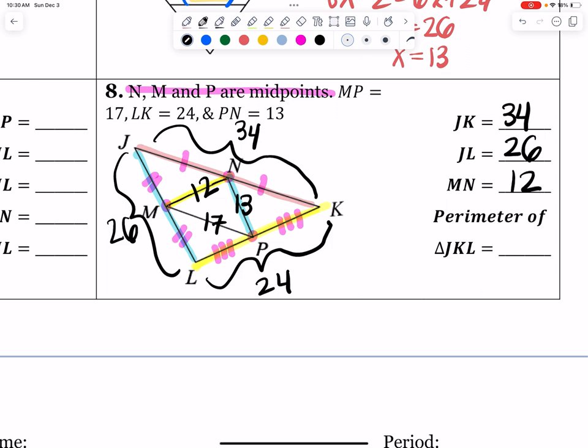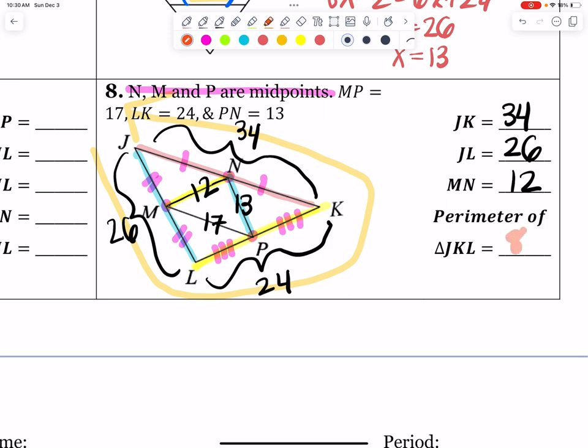And now it wants me to go find the perimeter of JKL. That is where you add. Perimeter is where I always think where it says SpongeBob SquarePants says bring it around town. It just means add all the outside pieces together. So 26 plus 24 plus 34. 84 is my answer to that.